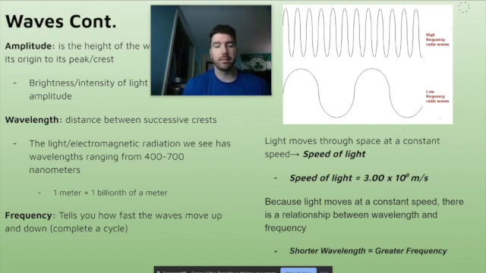All right, last but not least, we have our last characteristic of light, and that is speed. Light moves through space at a constant speed. We call this speed the speed of light.